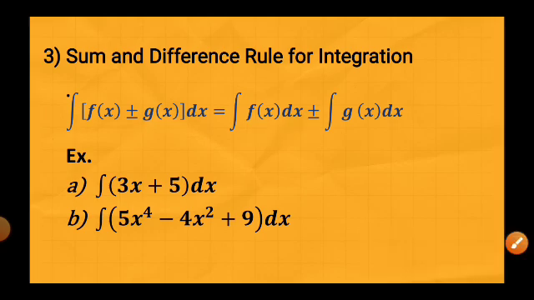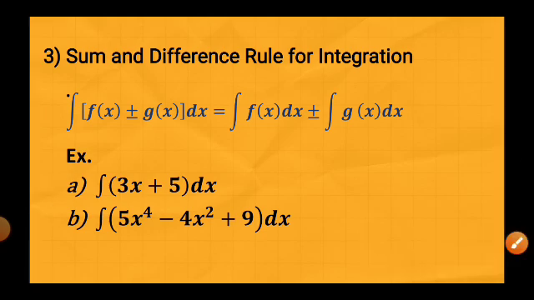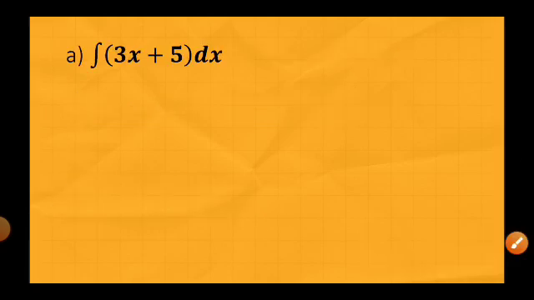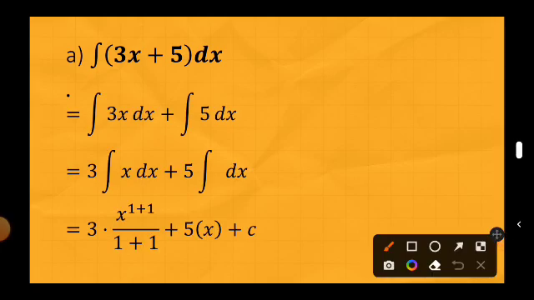We will answer the following examples to understand more about the sum and difference rule for integration. For our example A, we have the indefinite integral of 3x plus 5 dx. So applying the sum and difference rule, we need to have the integral operator on both of the functions. So therefore, we need to get their integral separately.